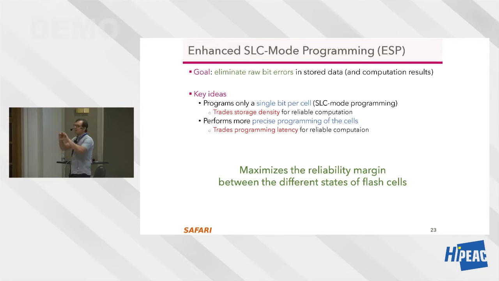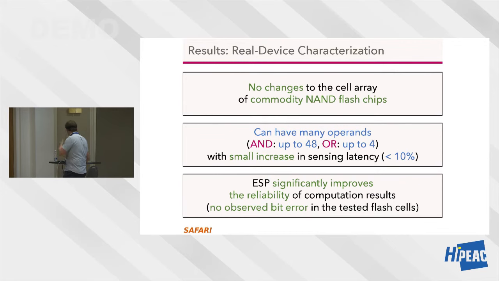And we do more precise programming, meaning that in Flash, when you actually encode data, you encode data in voltages. And you have a voltage range, and you could actually program longer so that you get the voltage range to be tighter. And that's what the Flash controller does. It takes a little bit longer, about 10% higher latency, less than 10% as you can see over here, but it gives you the computation capability. And you don't need to do this in places where you don't need to do computation.